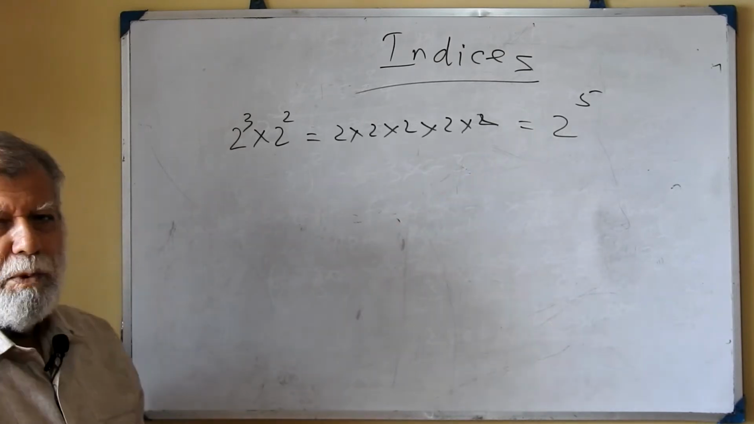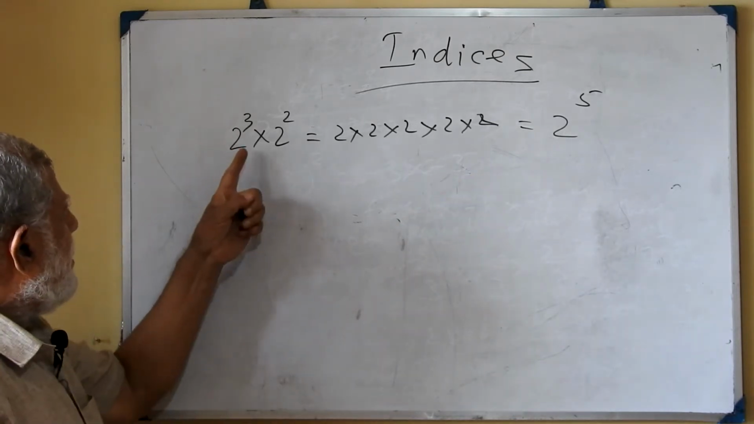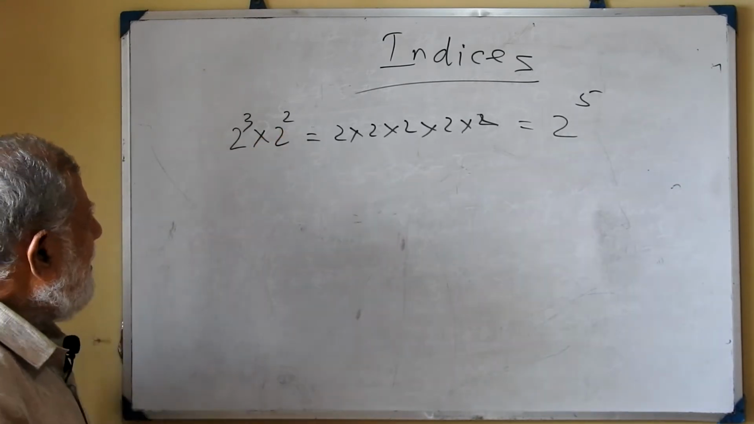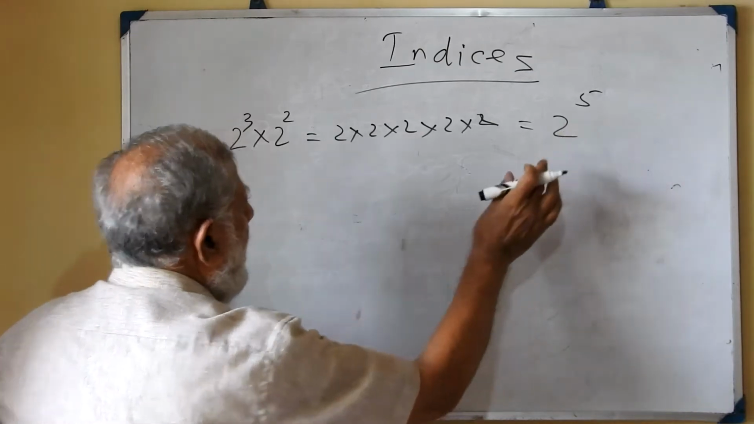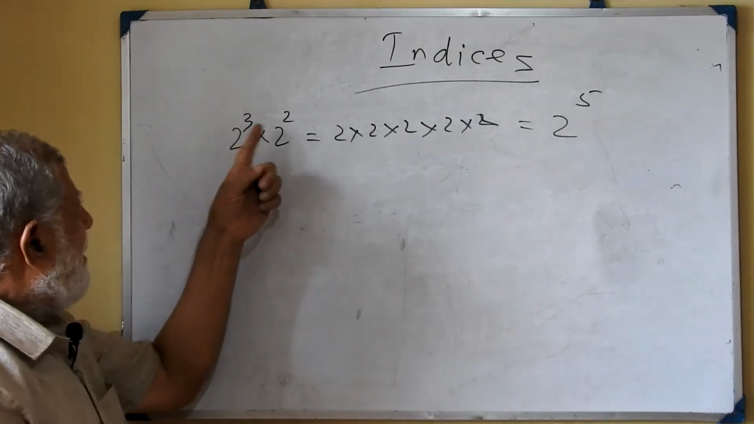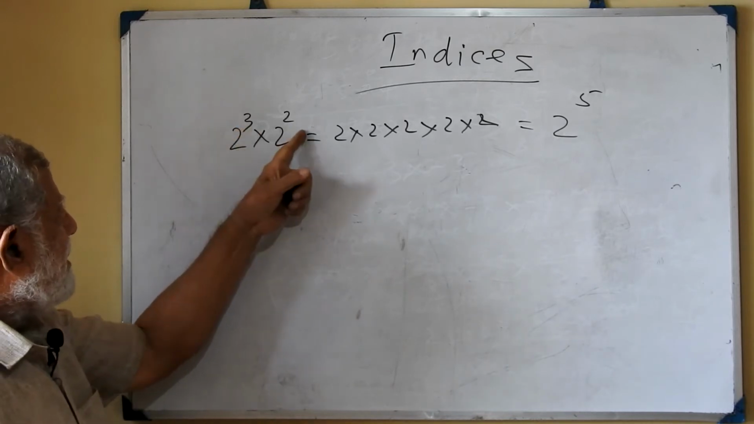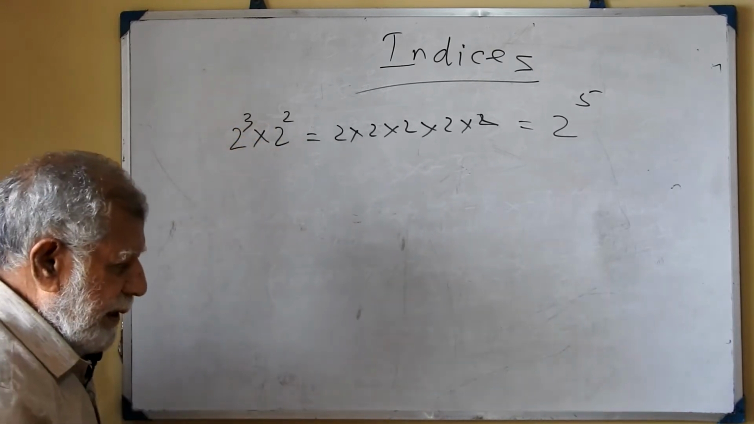So you would have noticed now that when it is 2 to the power of 3 and 2 to the power of 2, there are altogether five 2's. So immediately we can write 2 to the power of 5. How does this 5 come? We add the powers. So the rule is, when we multiply, we add the powers. 3 plus 2, 5.